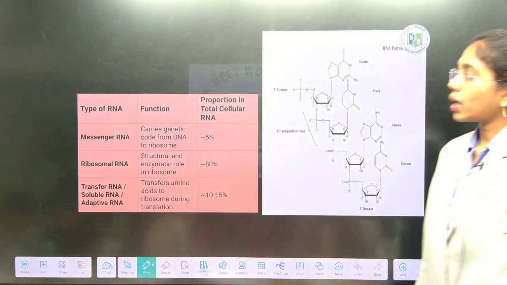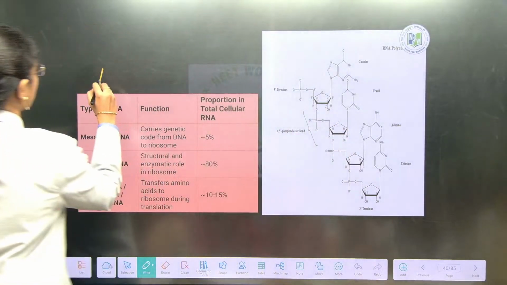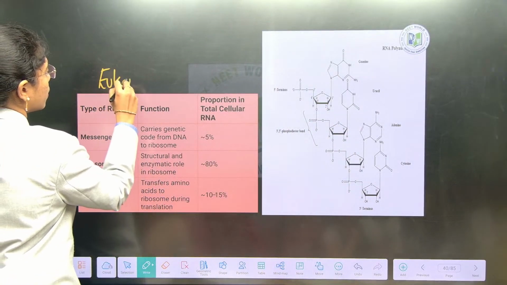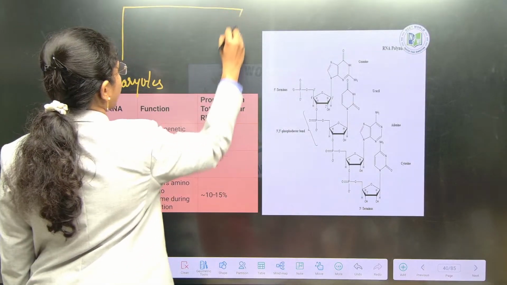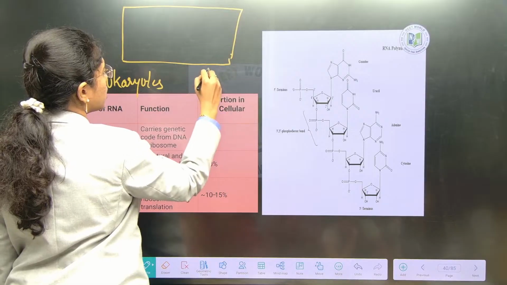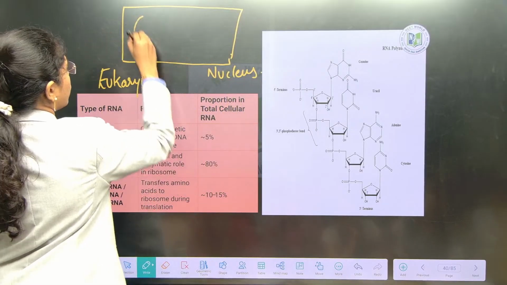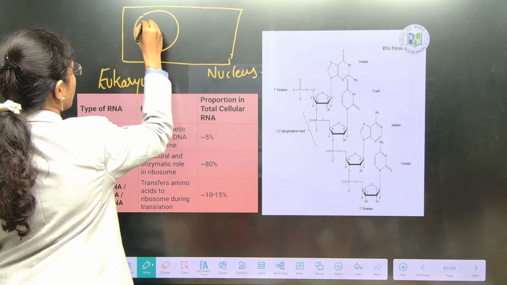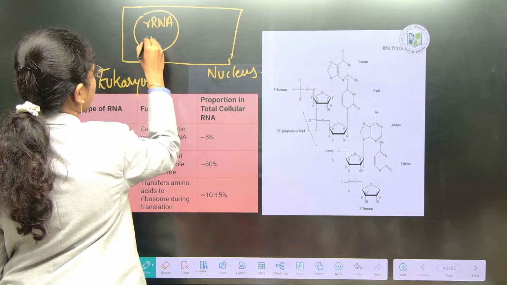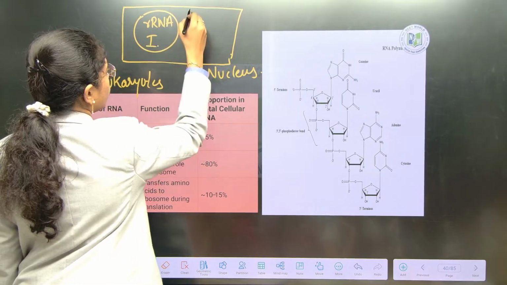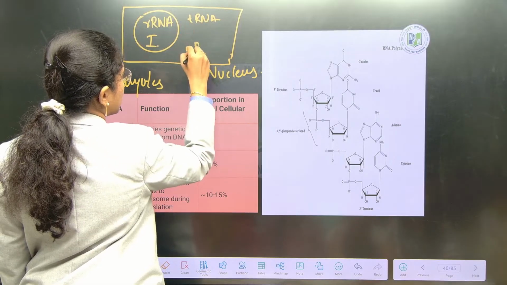Next, about types of RNA. You have 3 types of RNA in eukaryotes. We have already discussed this in Cell, the Unit of Life. If you consider this as the nucleus, inside the nucleolus, what is synthesized? rRNA, by RNA polymerase 1. In the nucleoplasm, tRNA and mRNA are synthesized.